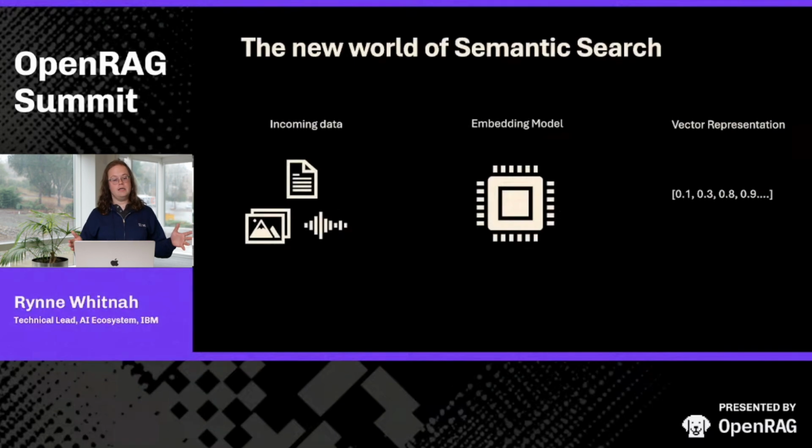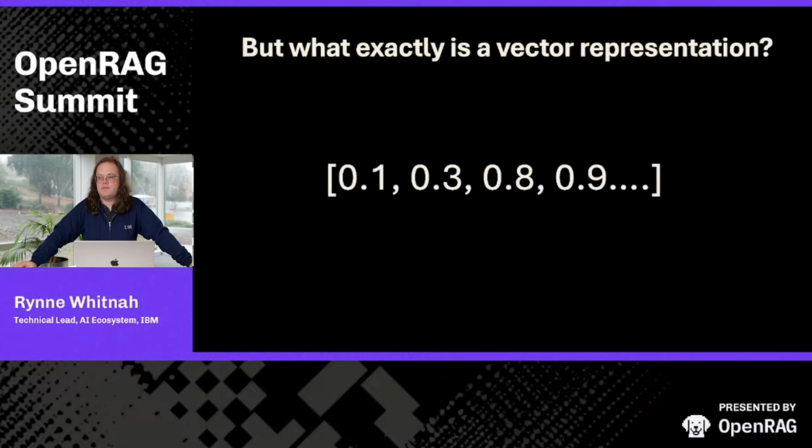We have data that's coming in, whether that is text or pictures or audio or video or whatever you have. Then we have embedding models, which we'll talk about more in a moment, that are specialized ways to take that data coming in and turn it into a vector representation. Now, that's kind of a weird word, so let's talk about vector representations for a moment. A vector representation is a mathematical representation of the semantic representation of the text document or whatever else you have.